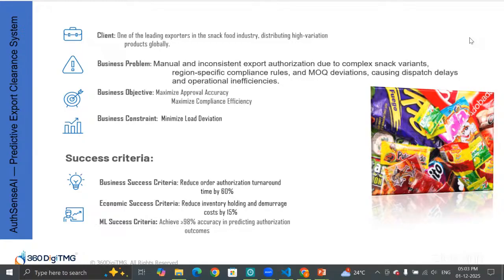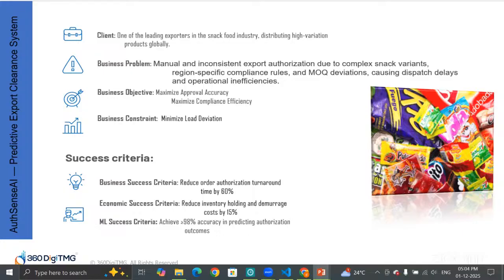Ultimately, this led to dispatch delays, increased inventory holding, high demurrage cost, customer dissatisfaction, and poor planning and forecasting as well. So, what is our business objective? That is to maximize approval accuracy, that is, ensure the right decisions are made consistently, and maximize compliance efficiency as well. That is, reduce time spent on approvals and minimize the manual effort.